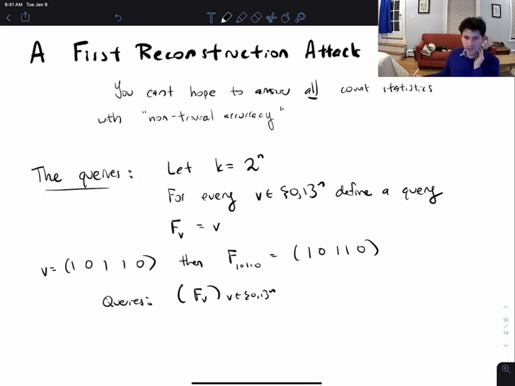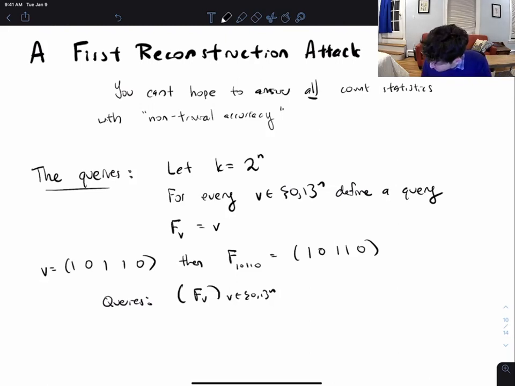So I'm asking 2 to the n queries, and I'm basically asking every possible query I could ask given the n public identifiers I have. Okay, so now that I've restricted attention to this particular type of query, I'm actually just asking every distinct query I can possibly ask. All right, so that's the set of queries. There's 2 to the n of them. It's just all the queries. So I'm going to get the inner product of s with every vector.